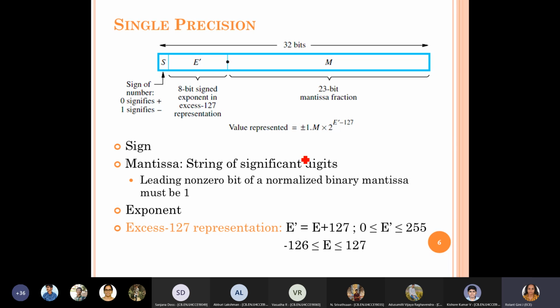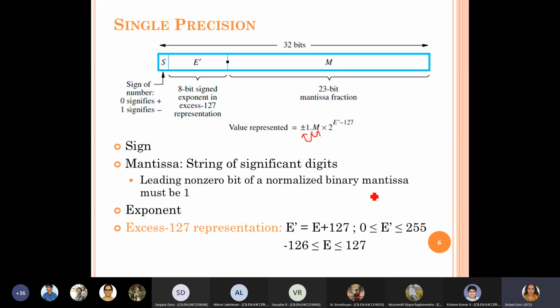And to accommodate both the positive and negative representations, instead of using that 8-bit as it is, we are going for the excess 127 representation. When we say floating point, the binary point should be able to shift in any direction you want, right? So in that case, you should have the freedom to represent both positive as well as negative exponents. To accommodate that, we are making this an excess 127 representation.